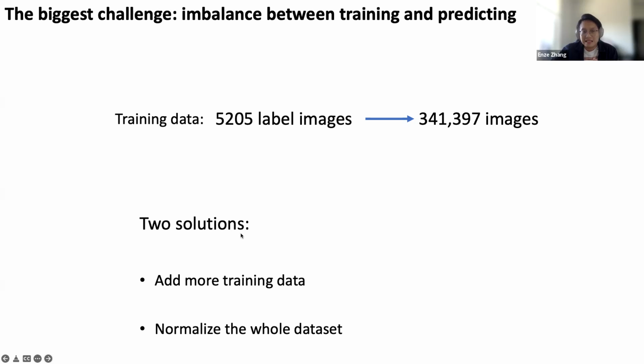And to solve this problem, we have 2 solutions. One is we add more training data. So even though this TermPick derived training data covers a lot of situations, there will be some situations that are not covered by this data set. So we need to prepare additional training data that covers that specific situation. And the second solution is to normalize the whole dataset and reduce the complexity of the task, so we can make it easier for the deep learning network to predict where the terminus is.